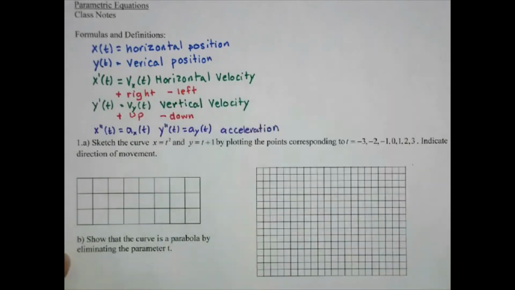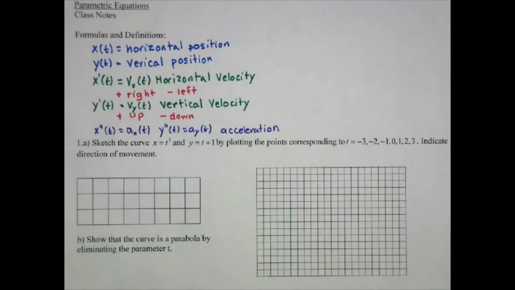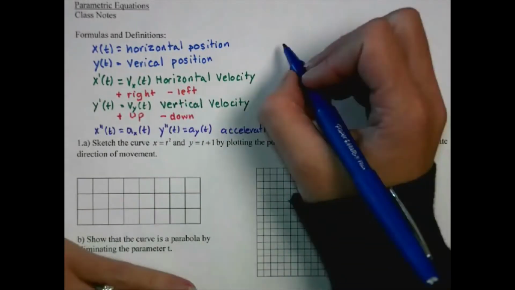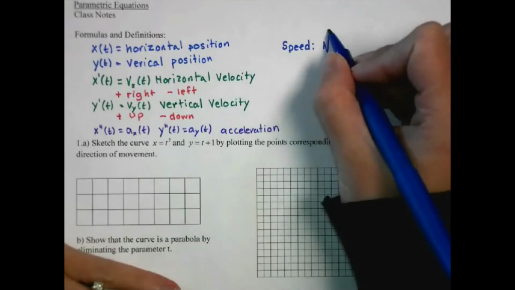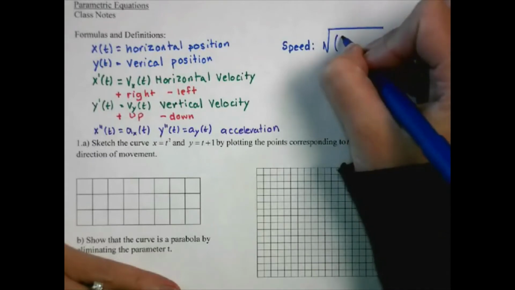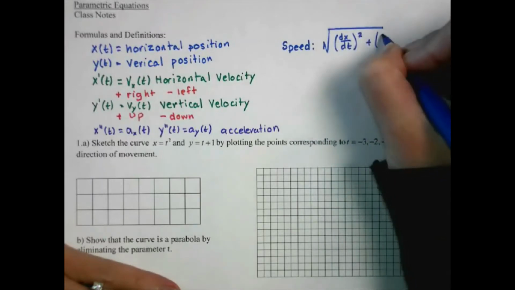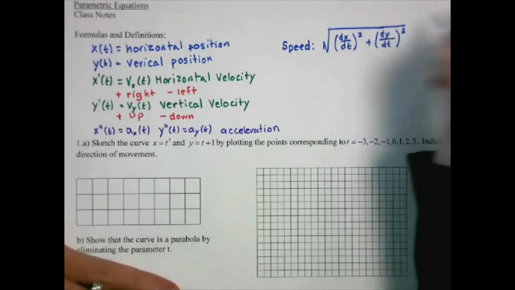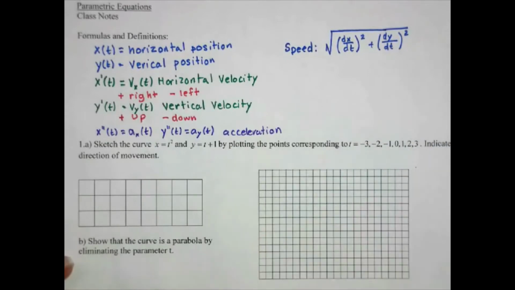So some other definitions. This is going to give you the velocities broken up into parts. So if you want the speed, that's going to be the square root of the velocity in the x squared plus the velocity in the y squared. Sometimes you'll be asked to write the equation, and usually it'll be a specific location.